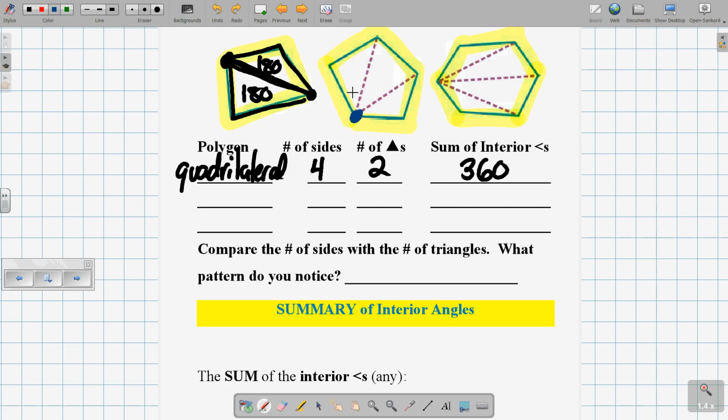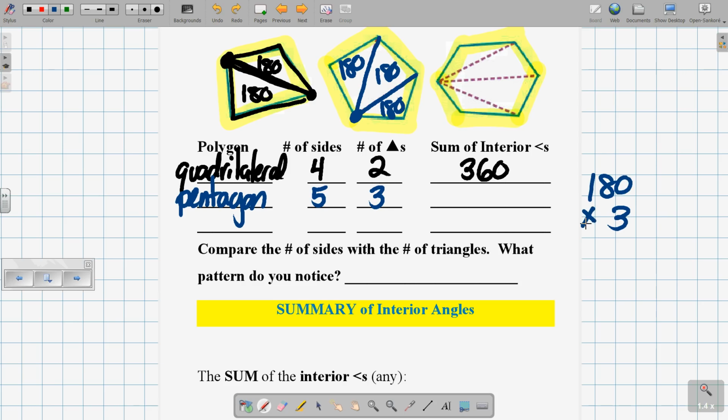Now let's move up to our pentagon. From a single corner, draw the maximum number of triangles that we can. Each of these triangles is 180, so I have 3 triangles. So in the margin, if I want to add 3 times 180, I'm going to do it longhand, folks. Learn to try to do stuff longhand as much as possible, please. It's good for the brain.